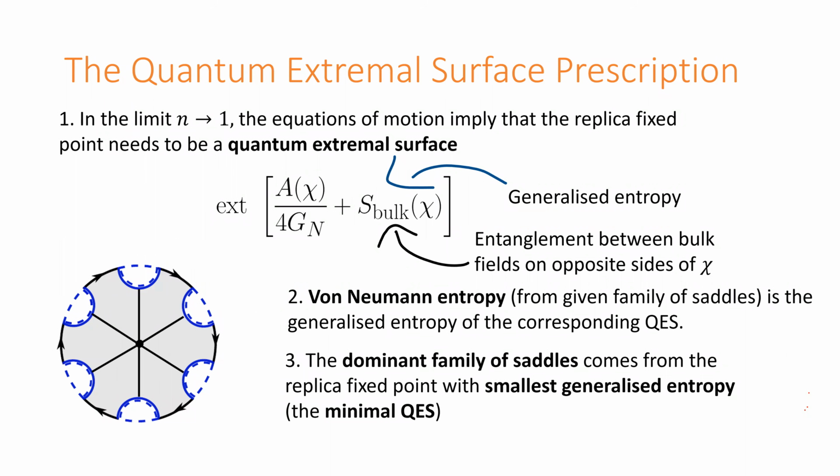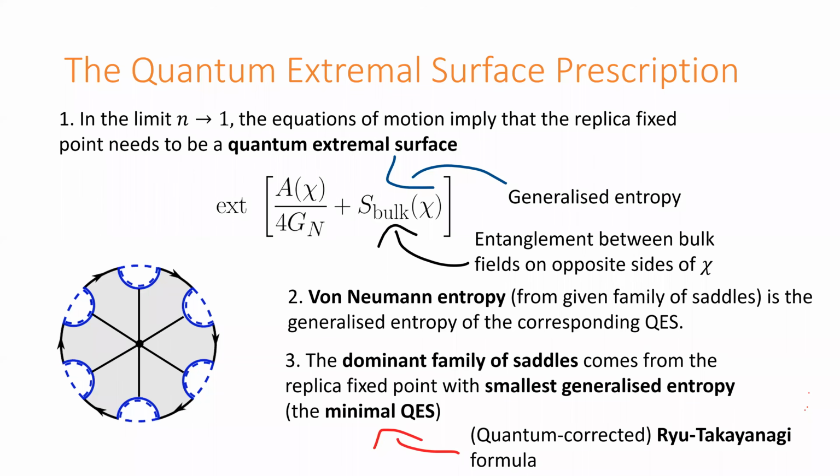Okay, so the rule is you look for all the quantum extremal surfaces, you take the one with smallest generalized entropy, and then the final answer for the entanglement entropy is just that generalized entropy. So this is the quantum generalization from Engelhardt and Wall of the Ryu-Takayanagi or Hubeny-Rangamani-Takayanagi formulas.